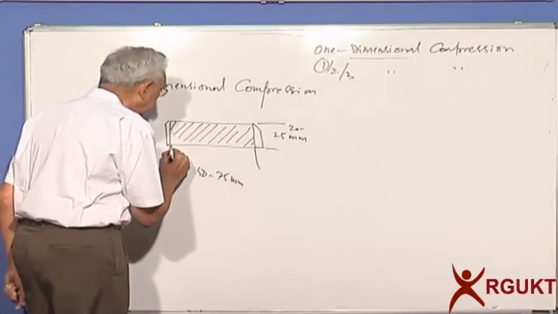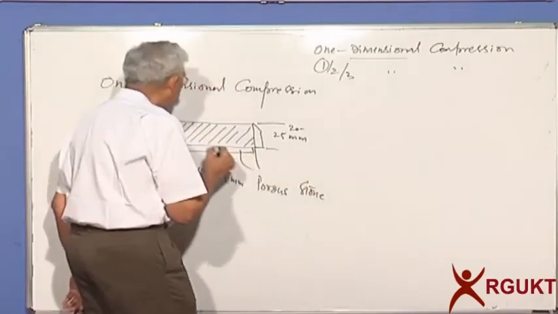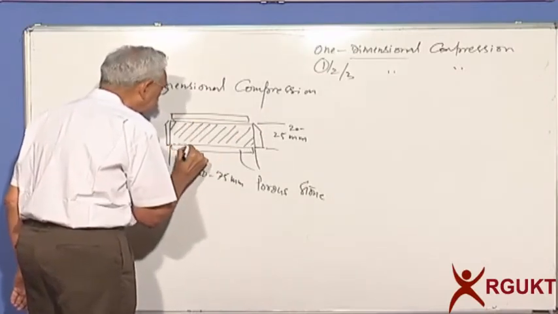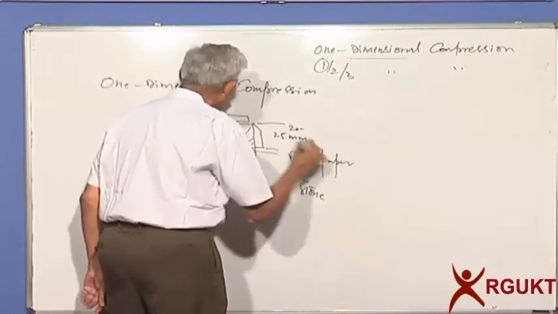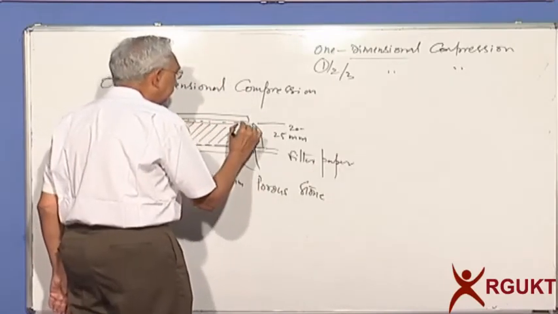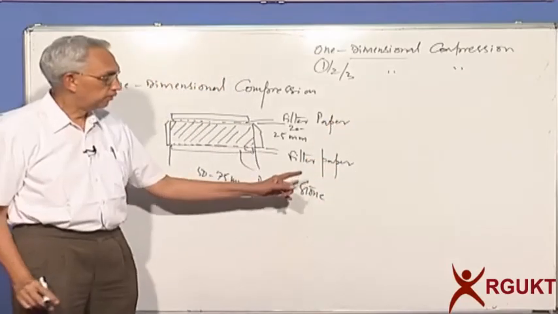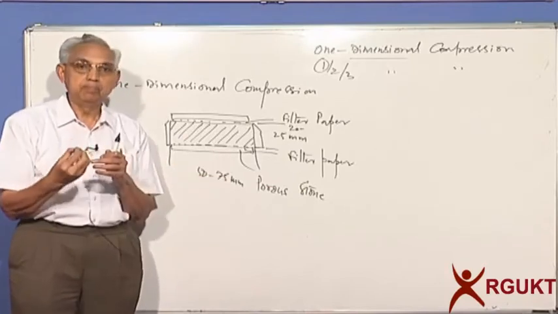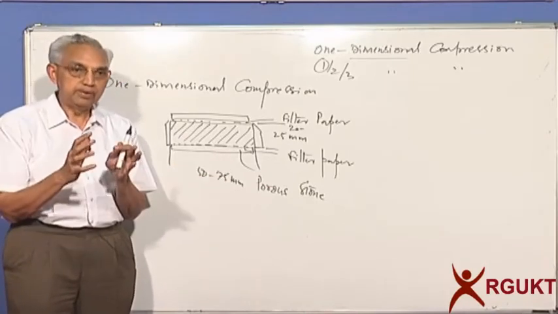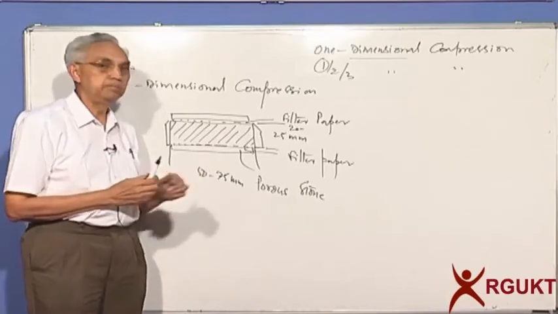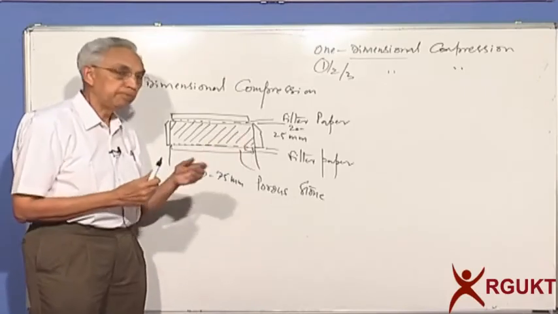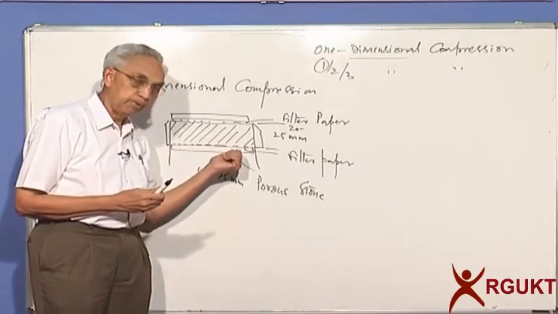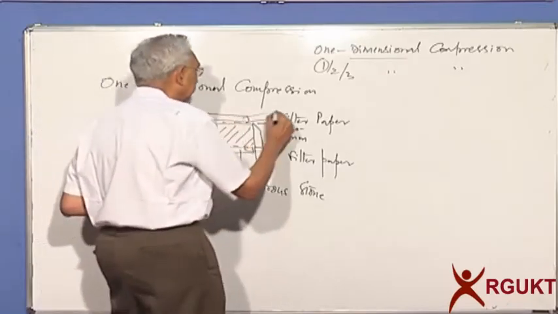You put in a small porous stone. We put another porous stone on top. Oh, I should mention, we also provide a small filter paper. Can you tell me why we need a filter paper? So that the particles will not come and block the pores in the porous stone. We don't want to lose any soil, so all the soil will be here, and filter paper will prevent migration of particles from inside the sample onto either the bottom porous stone or the top porous stone.